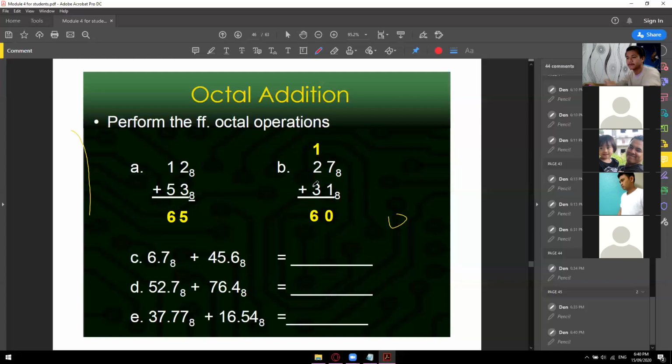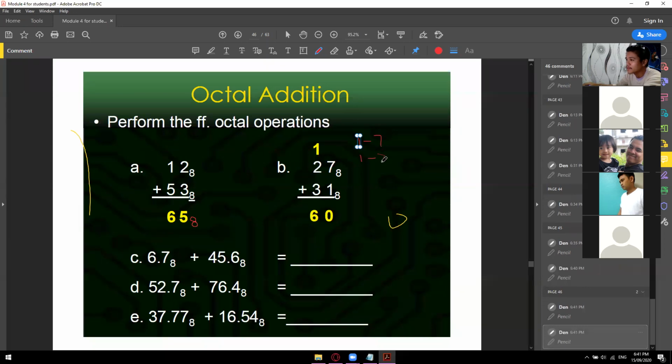So octal addition. Okay, so sa octal, same naman yung process sa mathematics. Pero wala nga lang tayong 8 at 9. Malalaman nyo kung paano yun mamaya. So 3 plus 2 is 5. So put 5. And then 5 plus 1 is 6. So as it is. And then put the base. So 65 base 8. But how about letter B? So 1 plus 7. So octal to. So wala tayong 8.